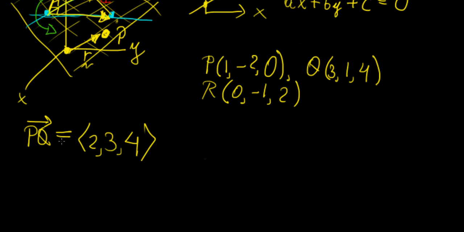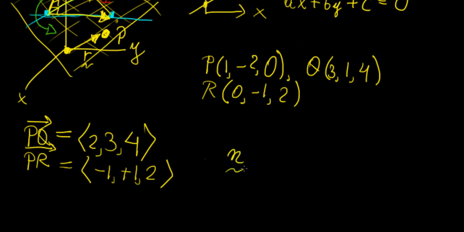Now we need another vector, so let's define PR. So we're going from P to R, so basically we have 0 minus 1, that's minus 1. Then minus 1 minus minus 2, that's plus 1 in total. And then 2 minus 0, that's just 2. Okay, so now all we need to do is calculate our vector n, which is just the cross product of those two. So we have PQ cross PR.